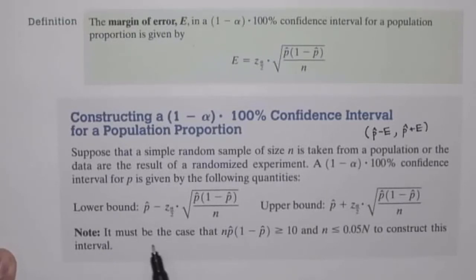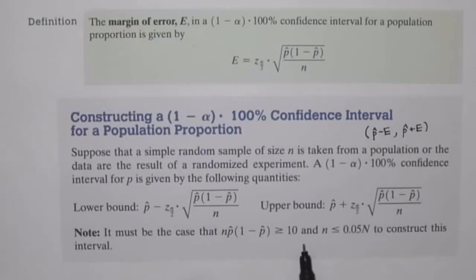So note, it must be the case that n times p hat times 1 minus p hat is 10 or bigger in order to be able to say that the p hat distribution's normal. Now again, technically it should really be p here, so it should be n times p times 1 minus p, but we're not going to know what p is, so we have to use p hat instead. This means, again, that our sample size has to be big enough in order for this condition to be true.